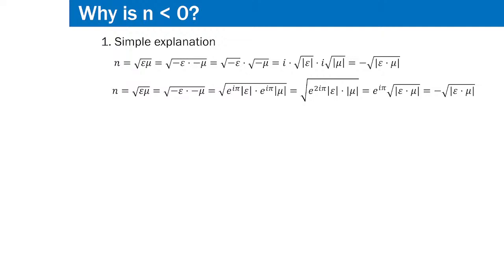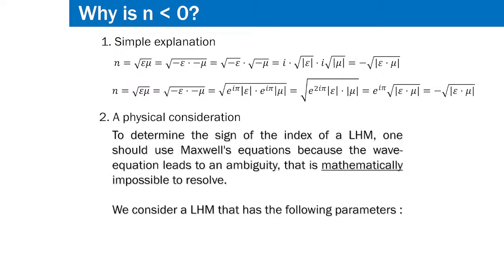Now let us look at the physics-based explanation. So using physics equations, we'll try to prove that n is negative, or refractive index is negative. Let us consider a physical explanation. For that, what we will do is find out the sign of the index. Index means refractive index of a left-handed material or DNG material.